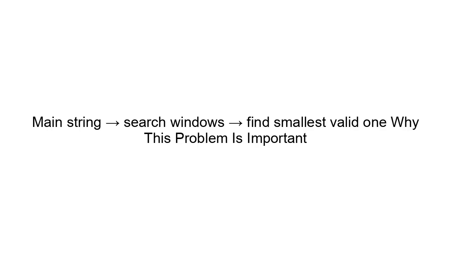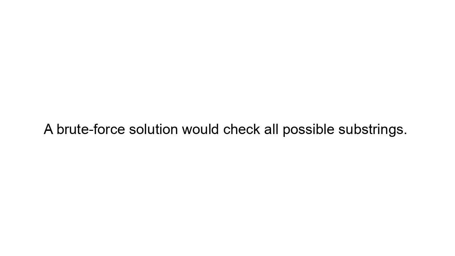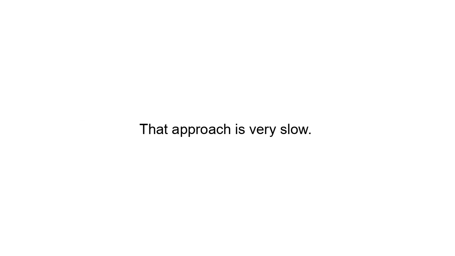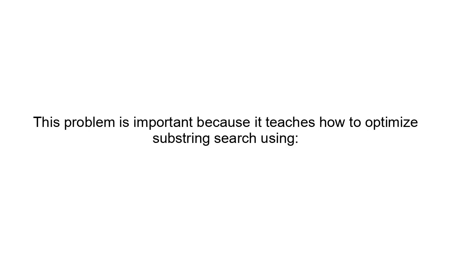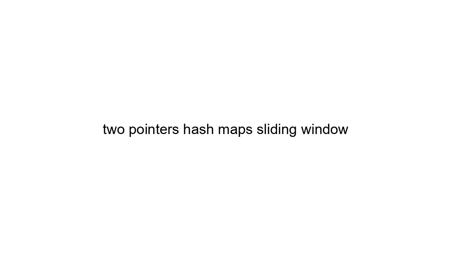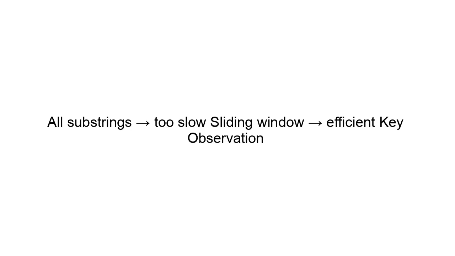Why this problem is important. A brute force solution would check all possible substrings. That approach is very slow. This problem is important because it teaches how to optimize substring search using two pointers, hash maps, sliding window. Example concept. All substrings means too slow. Sliding window means efficient.